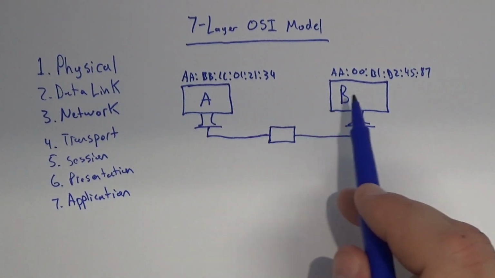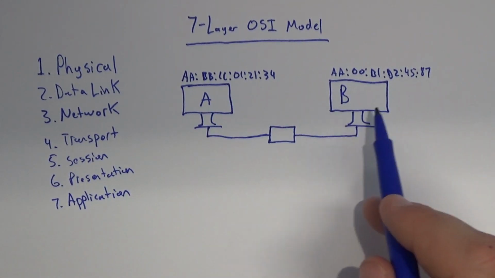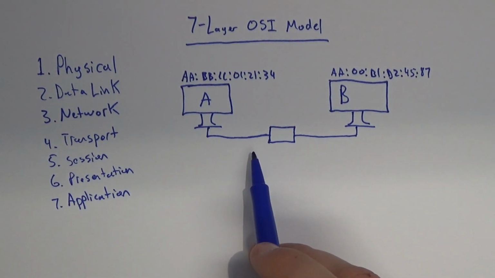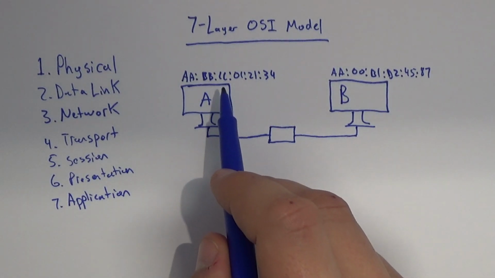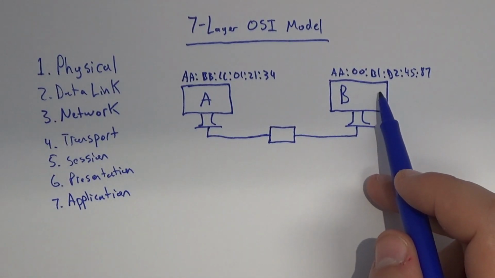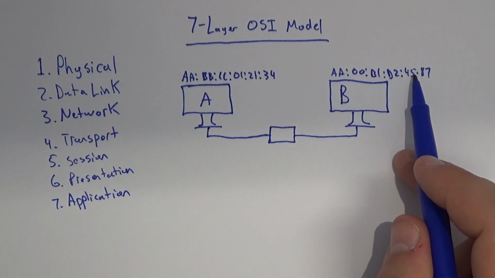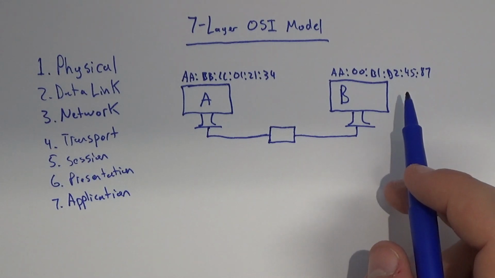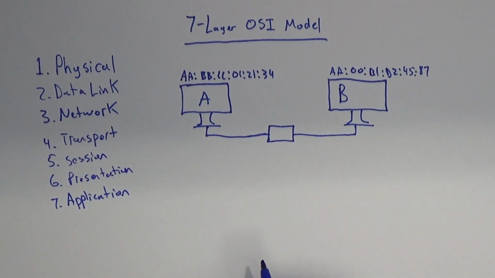So now when we have a conversation between these two computers across the physical medium that already exists, we now have a way to say, hey, this is coming from A and going to B, and we can reference those computers with that MAC address. Okay? So at layer 2, we start to organize information into a frame.